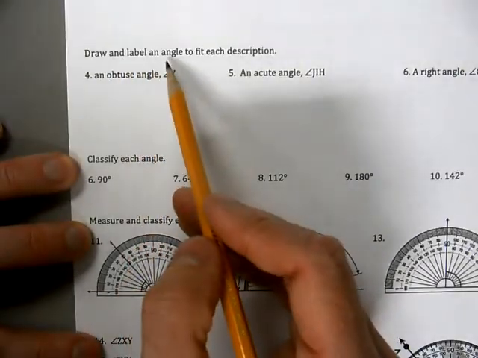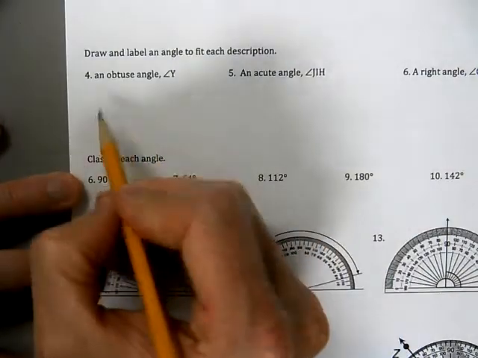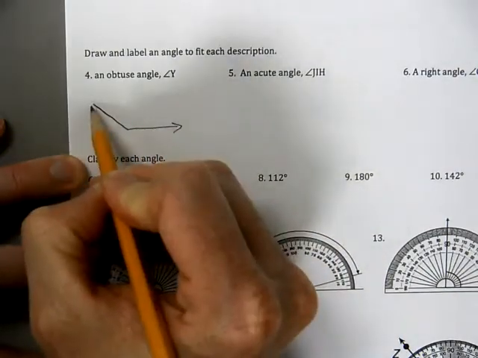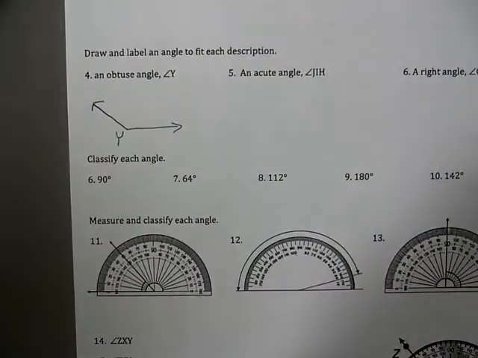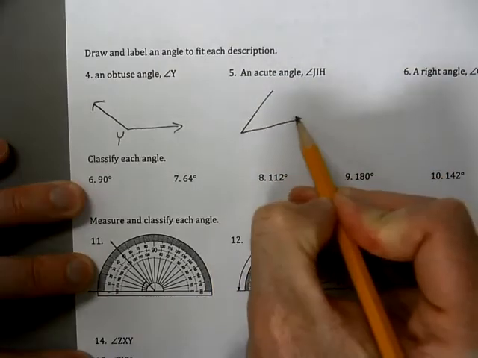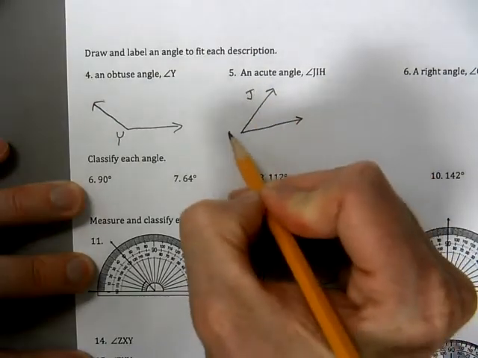We're going to draw and label an angle to fit this description. It's an obtuse angle. That means it's an angle over 90 degrees, and it's named angle Y. So that's all you need to do. We're going to do an acute angle, and it's JIH.